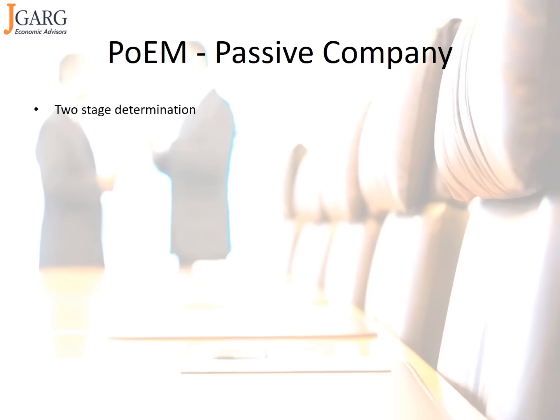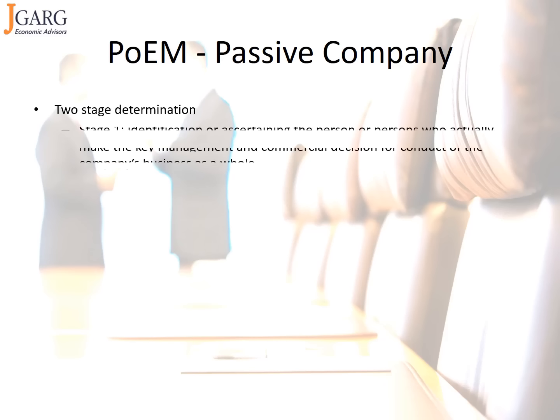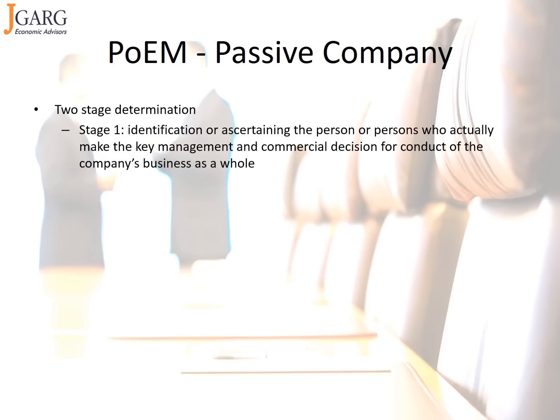Now, in case you are not an active company, as we discussed earlier, and you qualify to be the passive company, in that case determination of place of effective management is a two-stage process, wherein the first stage what needs to be done is identification or ascertaining the person or persons who actually make the key management and commercial decisions for conduct of the company's business as a whole.